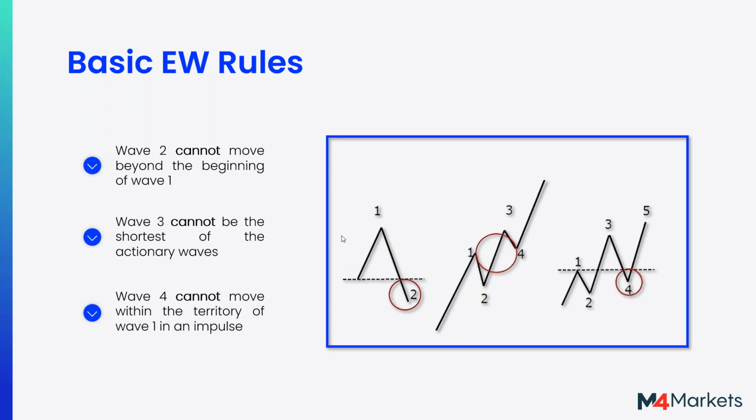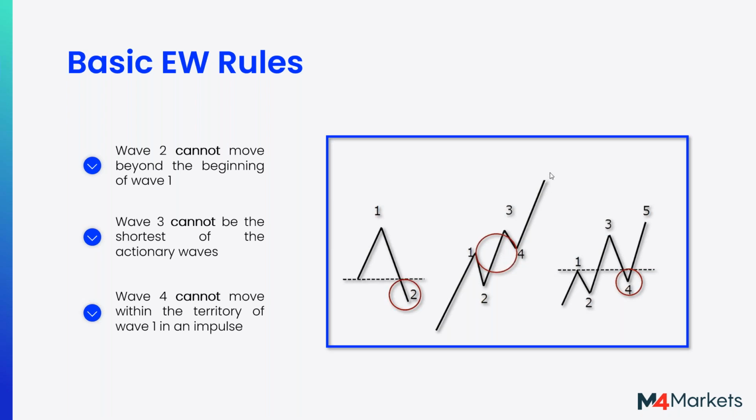Wave 2 can never move beyond the beginning of wave 1, never. Otherwise, it's not a wave 1. That is the same for wave A, of course. Wave 3 cannot be the shortest of the actionary waves.